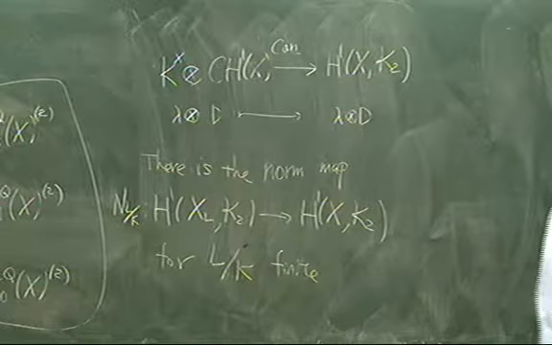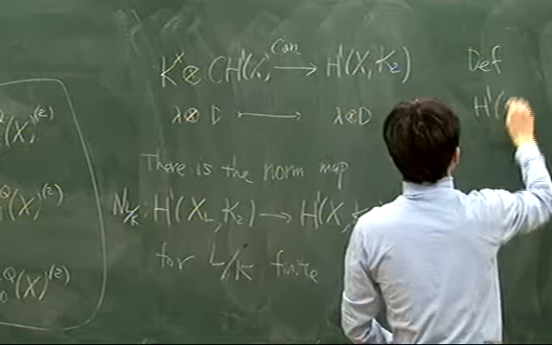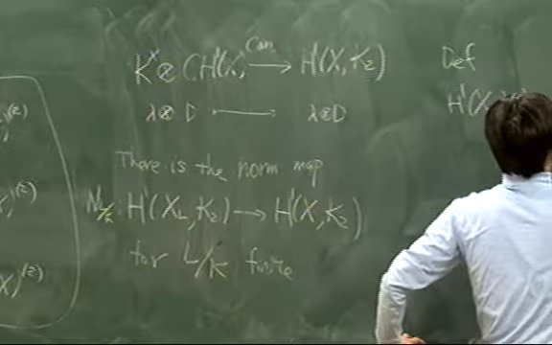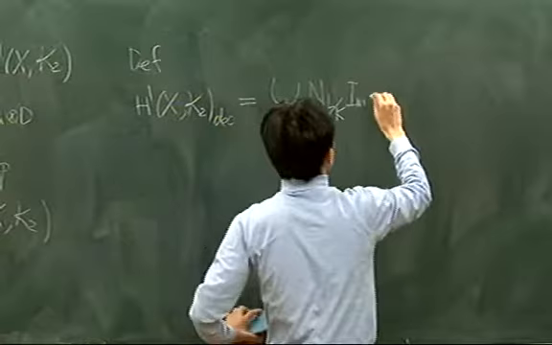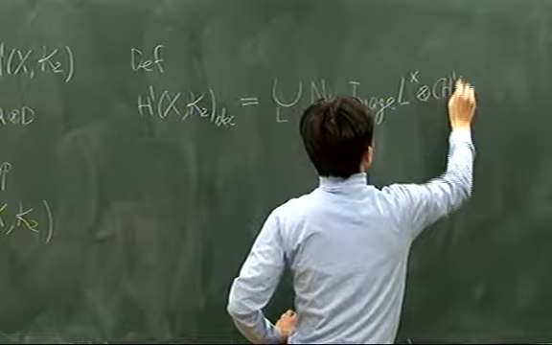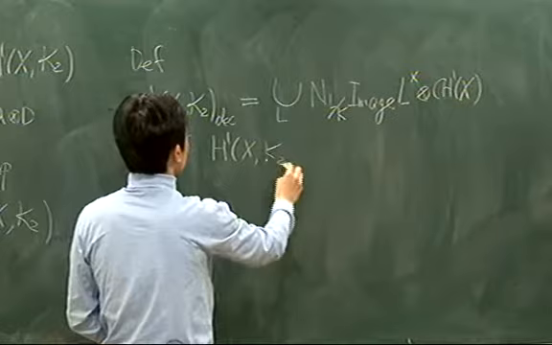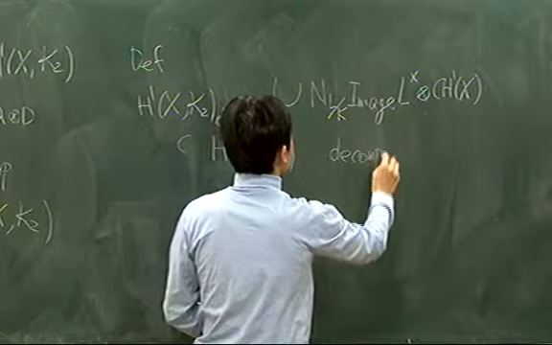Definition of the H1 of K2 decomposable part is a union of images of L over K, a tensor of... So this is a subgroup in H1 K2, and it's called the decomposable part.